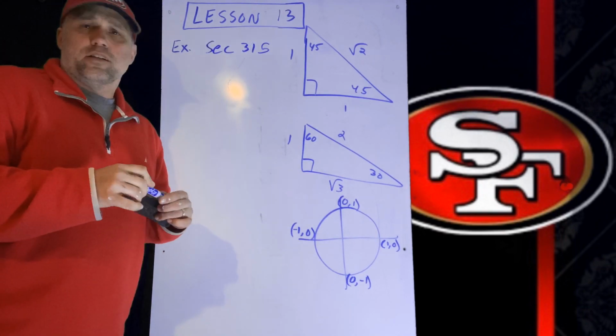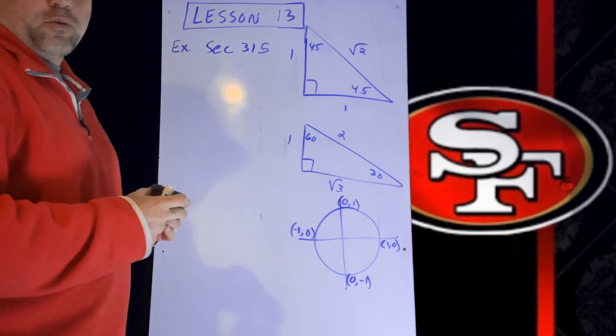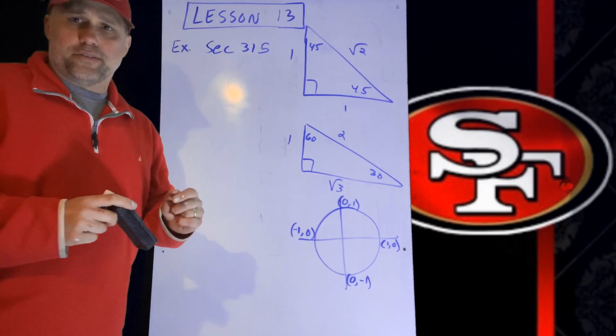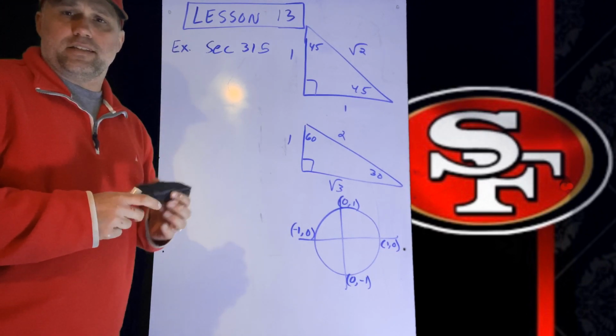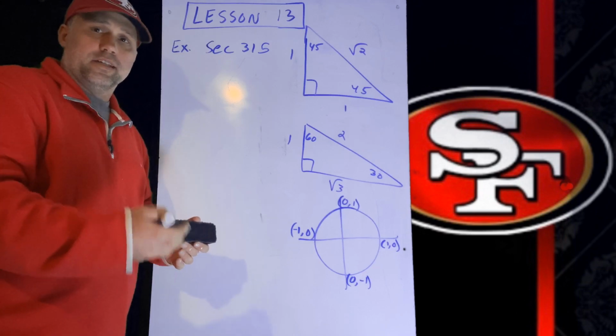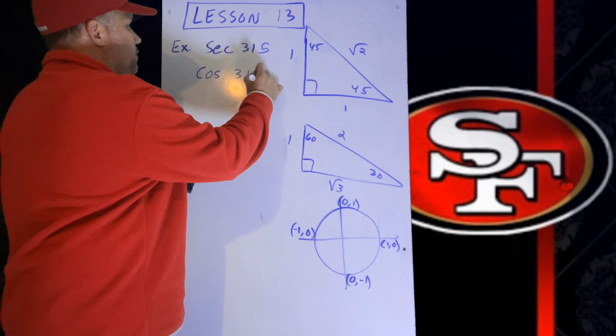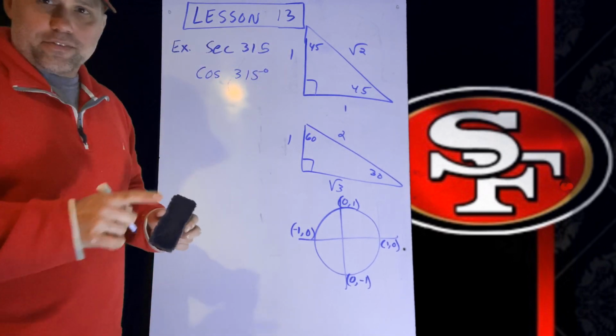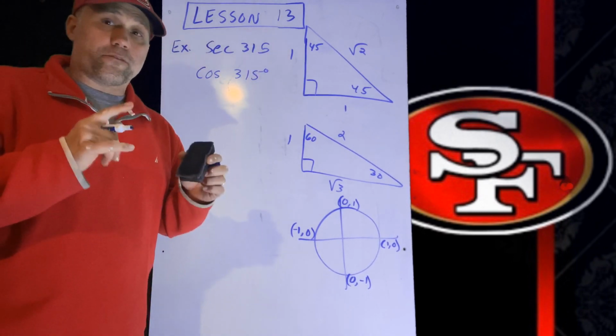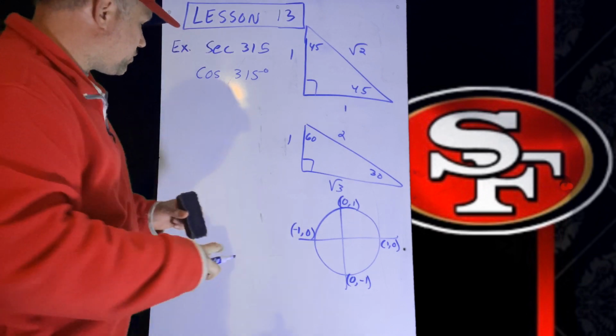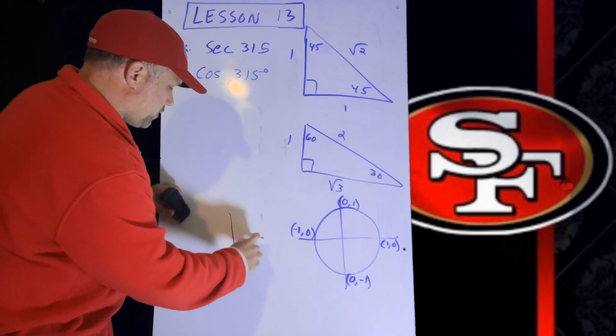All right, this one's a little bit more complicated, not too much. If I want the secant of 315 degrees, secant is the reciprocal of cosine. So I want to first find the cosine of 315 degrees. To find the cosine of 315 degrees, I've got to first find its reference angle. So let's do that work down below here.